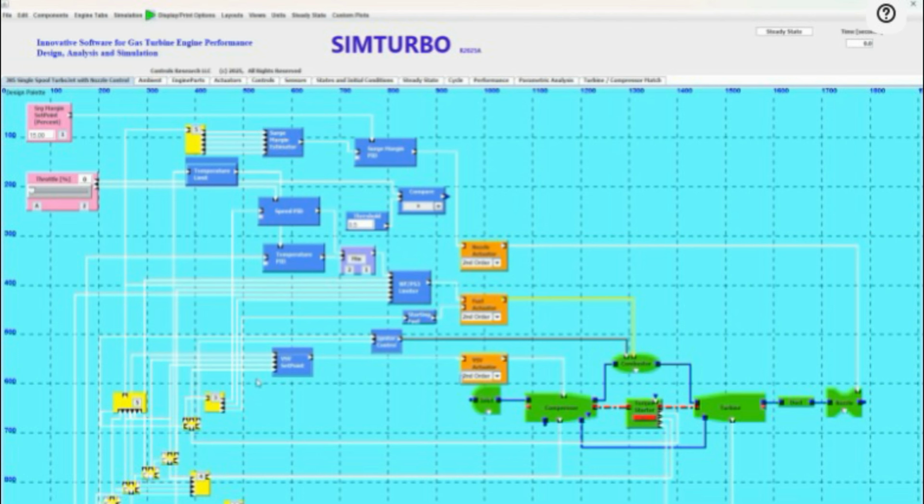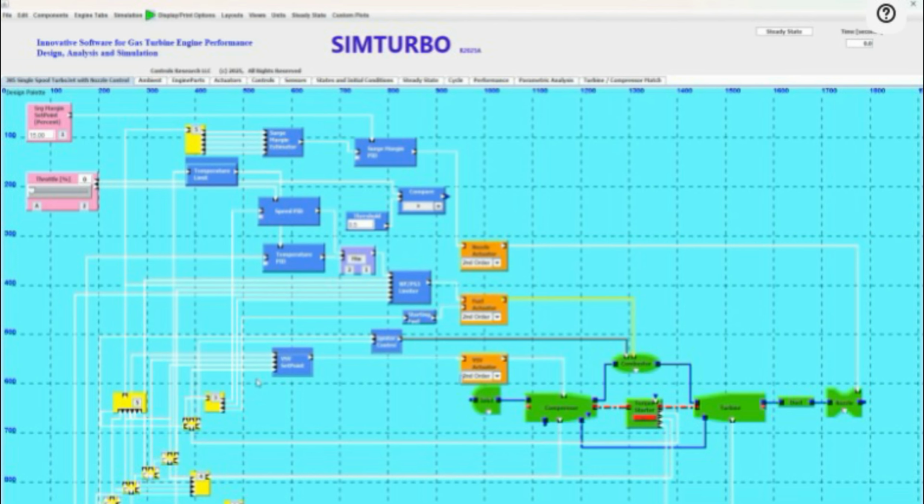The engine flows are properly modulated by the three actuators. These actuators are the fuel actuator, the nozzle actuator, and the variable stator vane actuator, which are represented by the orange components. The actuators are modulated by the control system. The control components are represented in blue.